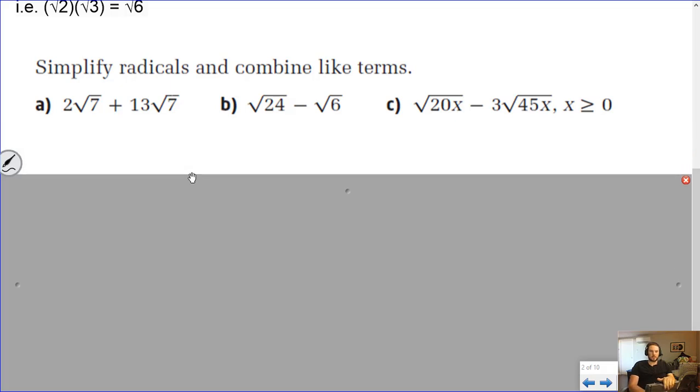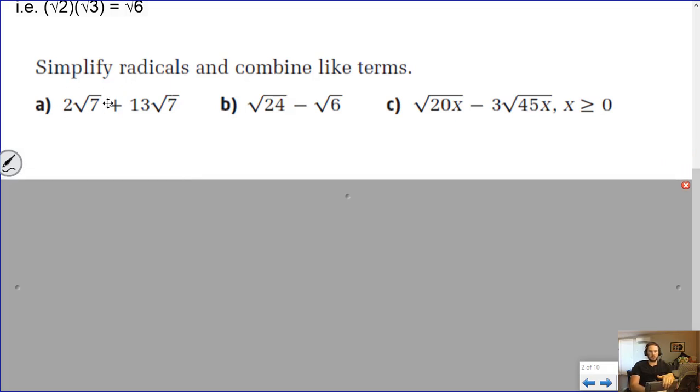So let's try to simplify this. If I have 2 root 7 plus 13 root 7, because these are both root 7s, we can add these. We can say, okay, well, 2 root 7, so that's two groups of root 7, and then another 13 groups of root 7. So altogether, I would have 15 groups of root 7. Still root 7. We don't add the 7s and get 14 or anything like that. We just have 2 root 7s plus 13 root 7s is 15 root 7s.